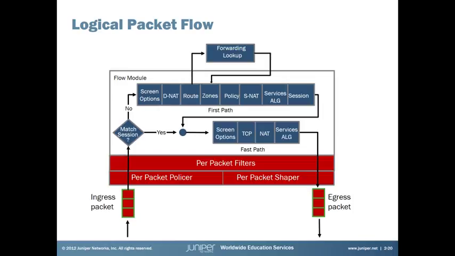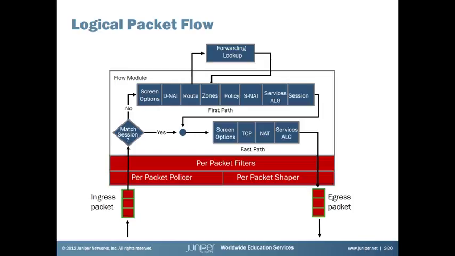Then we say, do we have to do destination mapping on this packet? Do I have to change the destination address for this packet based on the natting rules that are set up on the device? Yes or no. If it is, then we do that.